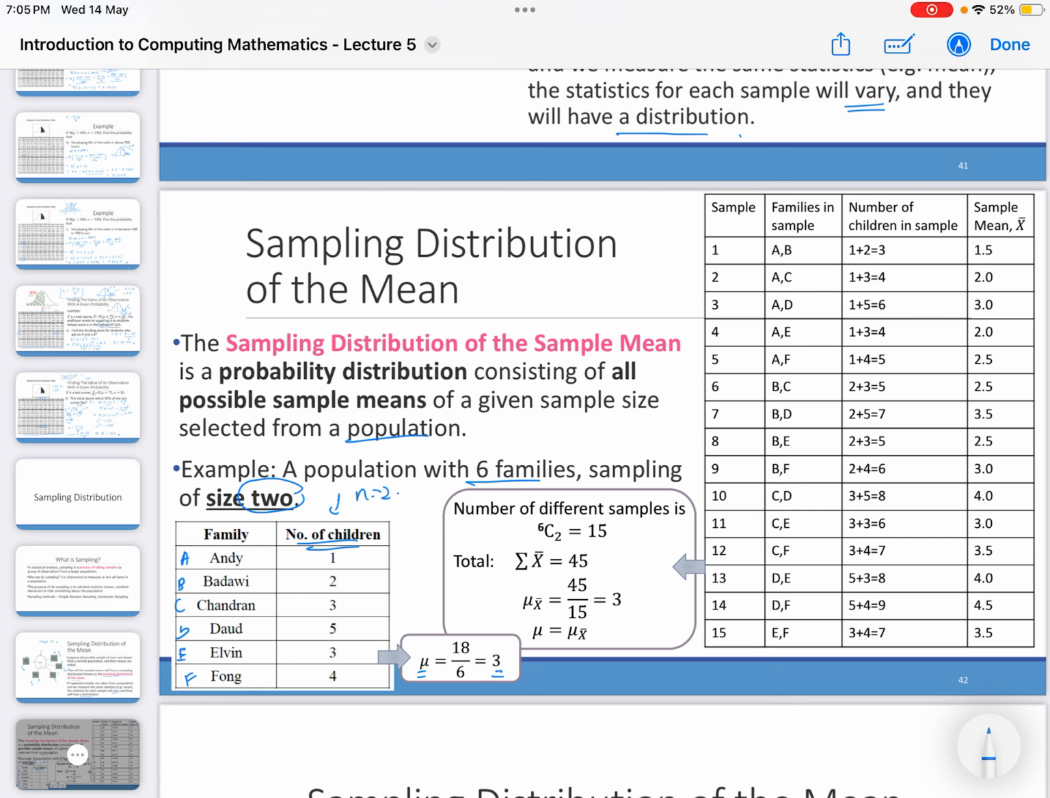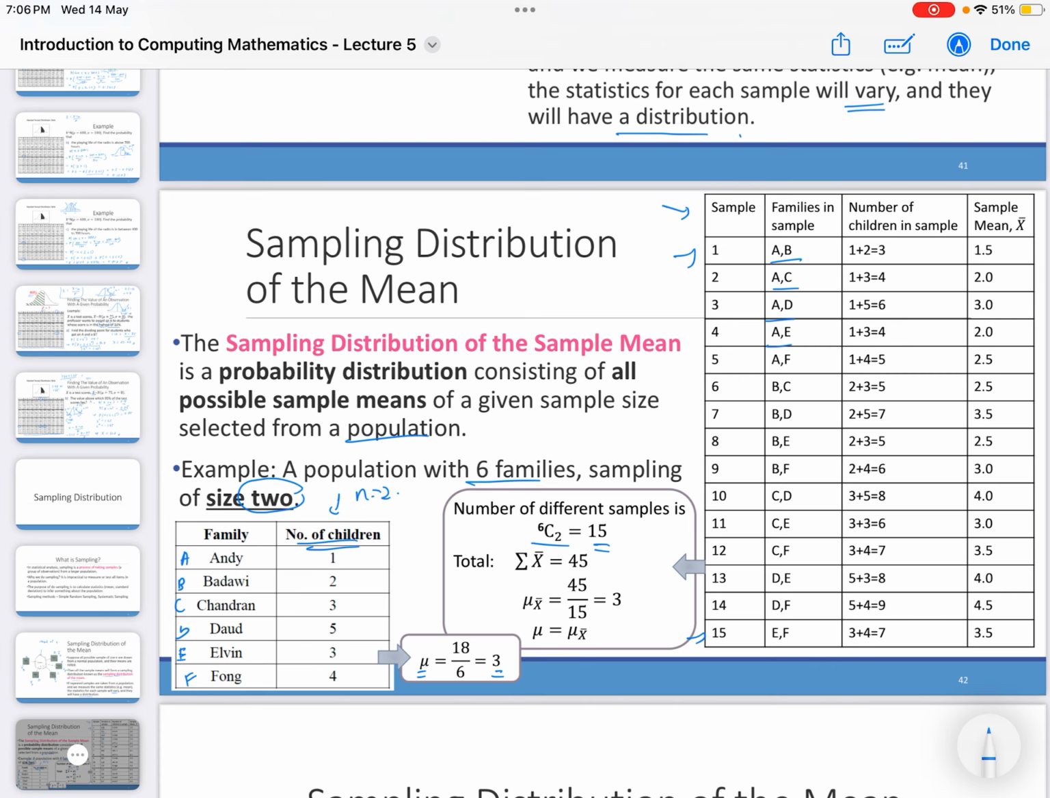So we need to list all the possible samples here. The number of ways to choose 2 out of 6 families is 6 choose 2, the combination, which equals 15 possible combinations. So I listed out all the possible samples, number 1 until 15. Number 1, the sample consists of families AB, then number 2, AC, and then AD, AE, and so on. These are all the possible samples.